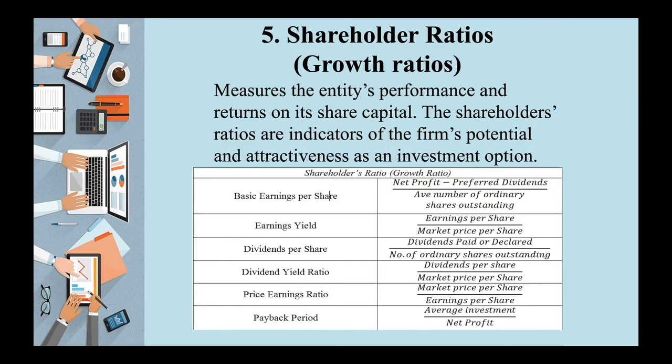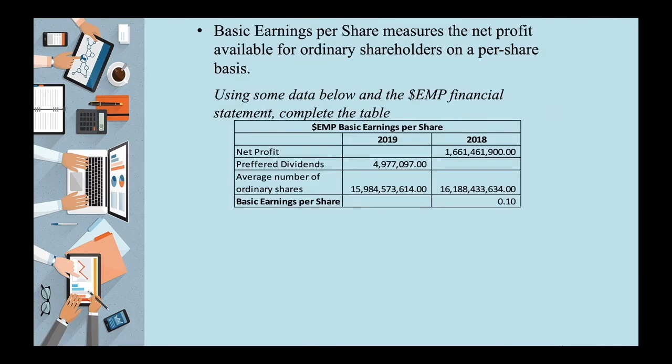Una, we have the BEPS, or the basic earnings per share. Next, we have the earnings yield, dividends per share, the dividend yield ratio, the price earnings ratio, or what we call the PE ratio. Maraming gumagamit nito. And the payback period. Now, let's try to differentiate isa-isa sila and define natin kung ano and paano kinukuha. Pinakauna, the basic earnings per share, or the BEPS. This measures the net profit available for ordinary shareholders on a per share basis.